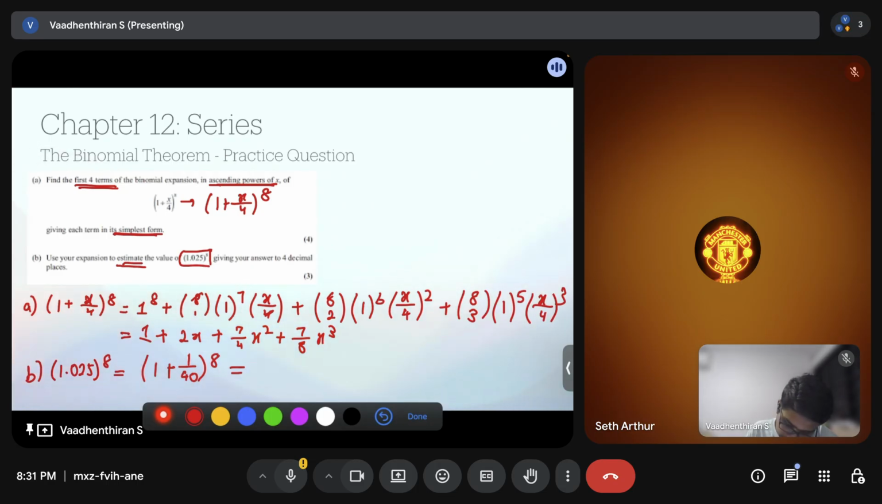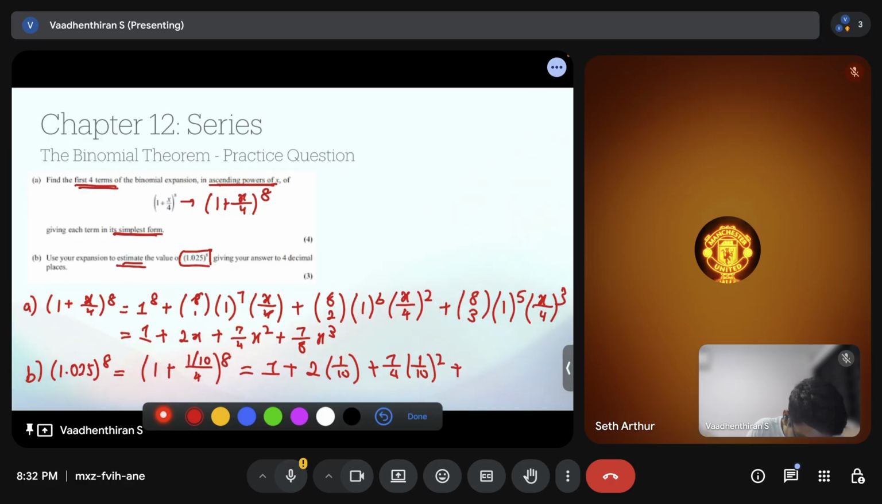Okay, so basically they are telling us 1 by 10 over 4. So you can write this as 1 by 10, 1 by 10 over 4, which is 1 by 40 to the 8. And then your x value will be 1 by 10. So then you just write 1 plus 2 times 1 by 10 plus 7 by 4 times 1 by 10 squared plus 7 by 8 times 1 by 10 cubed. So this is what you get as the answer, you just round it off to 4 decimal places.